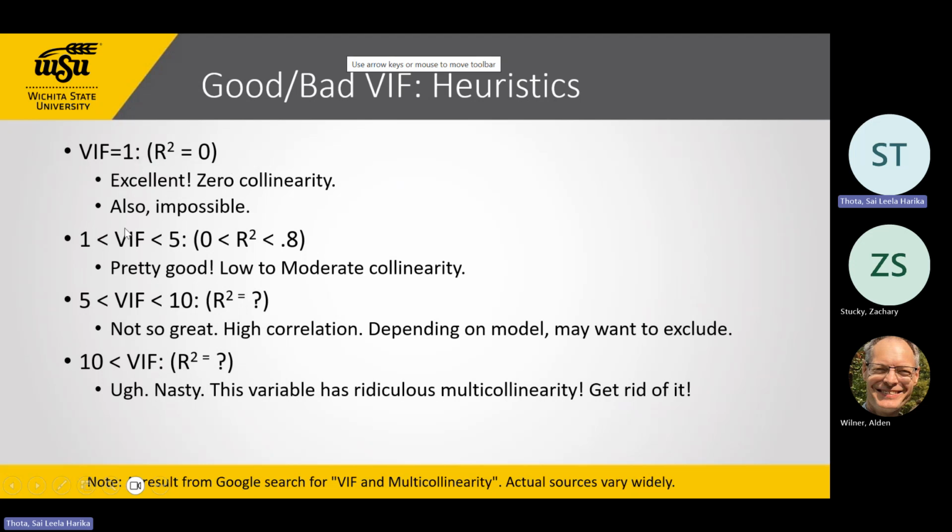So if VIF is greater than 1 and less than 5, and these are the R square values, it is pretty good. So low to moderate collinearity. And if you consider the range between 5 and 10, not so great, high correlation; depending on the model you may want to exclude. So based upon these values, you can decide which variables you can include or which variables you can exclude. And if VIF is greater than 10, you definitely should not include that variable. So make sure you remember these values while building the model. Okay, that's all.